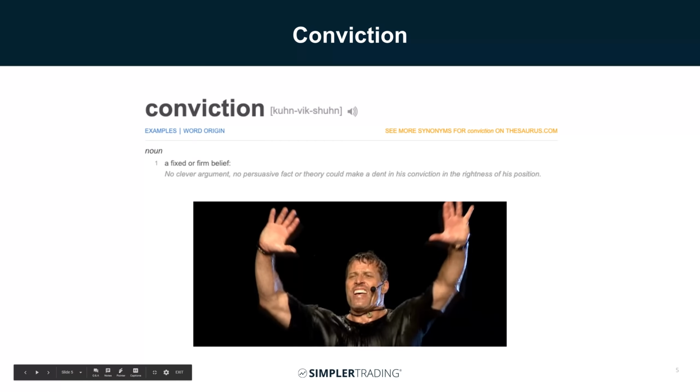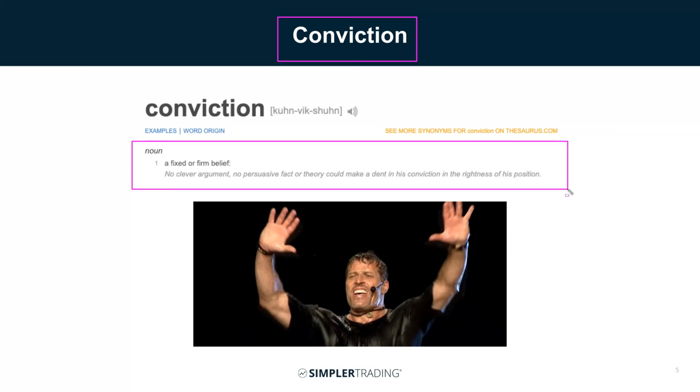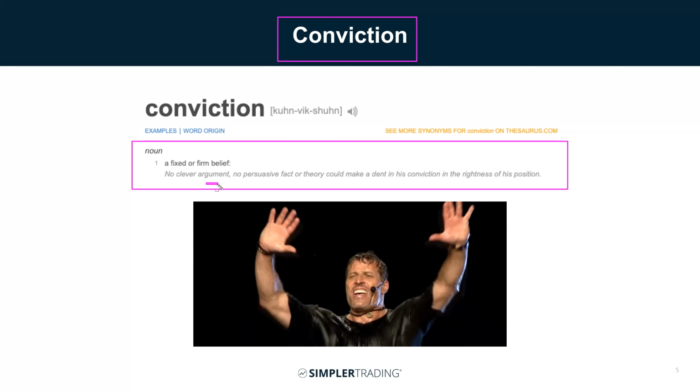So let's talk about conviction. What this comes down to is whether the market you're trading, on the time frame that you're trading, is showing conviction or not. The definition of conviction is a fixed or firm belief. No clever argument, no persuasive fact or theory could make a dent in his conviction in the rightness of his position.